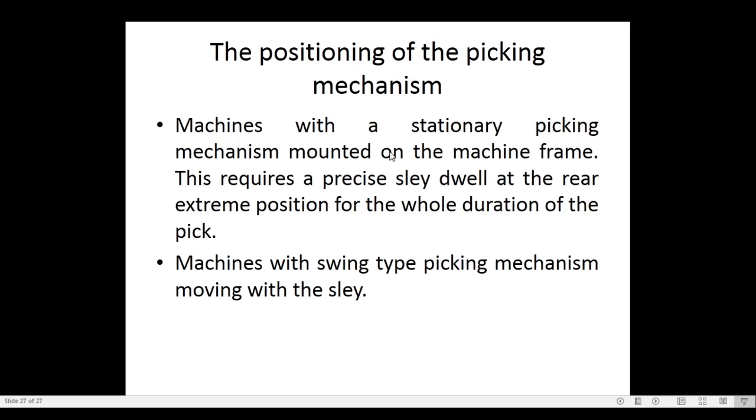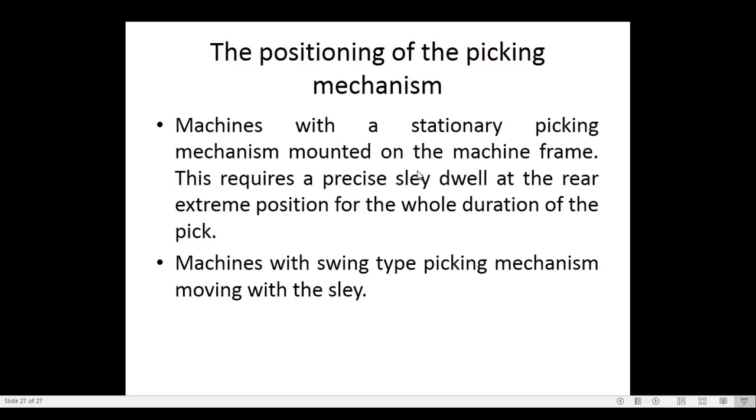But all the machines are of the first type. Only the sley is moving forward and backward. The picking mechanism is fixed to the machine frame. It is not moving. So compulsorily, in the middle of the machine we have to give the dwell to insert the weft. This is the sley dwell, not the shedding dwell. Sley dwell means for some time the sley will rest for certain degrees at the back side.